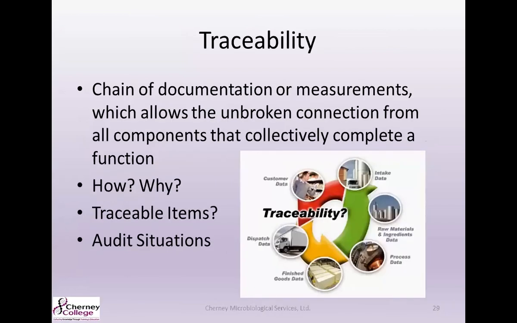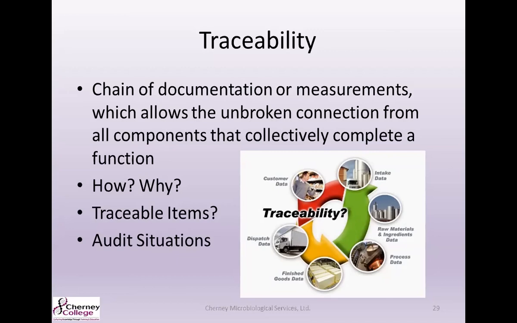And your records and forms are going to be able to help you prove traceability in an audit situation. So traceability is a chain of documentation or measurements which allows the unbroken connection from all components that collectively complete a function. So how do we maintain traceability? You're going to do that through accurate record keeping. And why is traceability important? Traceability ensures accuracy and validity of your results.